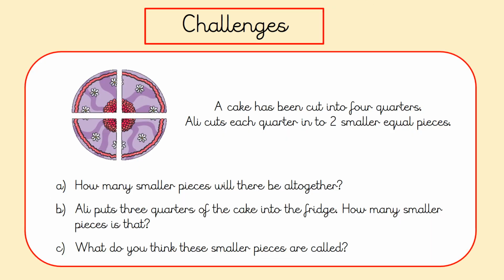And your challenge is all about some cake. There's lots of food in fractions lessons. So the cake has been cut into 4 quarters, and then Ali cuts each quarter into 2 smaller equal pieces. So your questions are, how many pieces will there be altogether? Then Ali puts 3/4 of the cake into the fridge. So how many smaller pieces is that? And C, what do you think these smaller pieces are called?